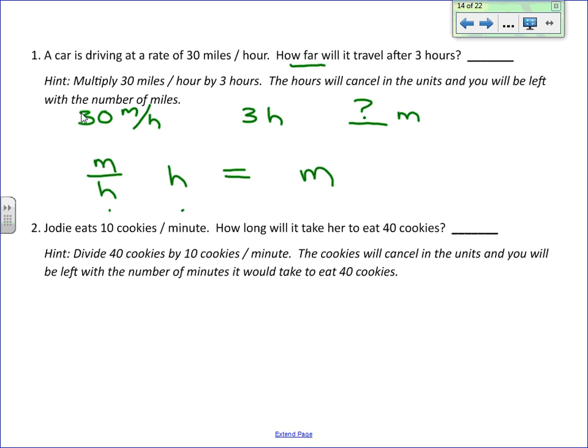If you multiply these 2 together, m over h times h, remember this h would be over 1, the h's would cancel, and all you're left with is m. So you do that same thing in this problem, where now you just have to fill in numbers. Our m over h was 30. Our h was 3. You multiply the 2 of those together, and you get 90.